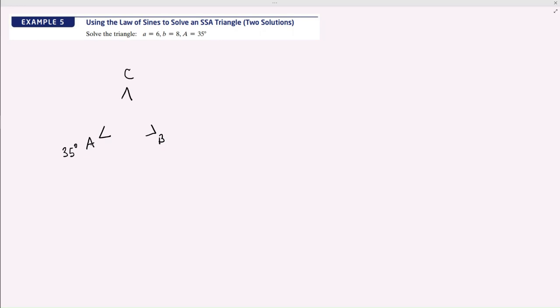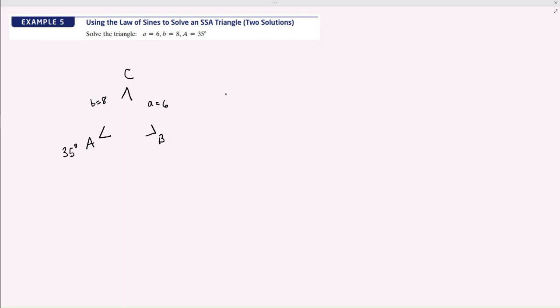But we do know that opposite the angle A is the distance little a of 6. And opposite the angle B is the distance little b equals 8. Okay, so we're not going to chain this together yet because we're just working with the limited amount of information.